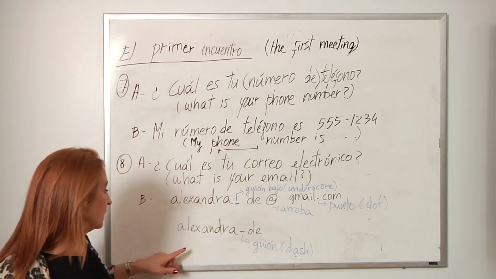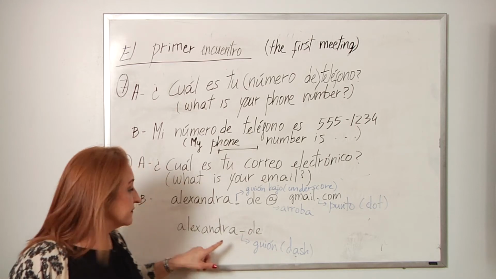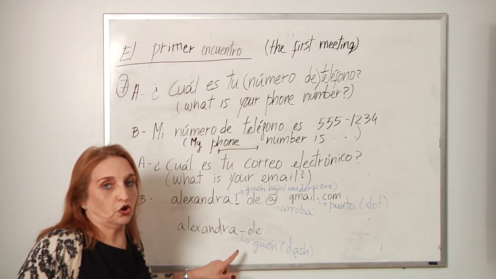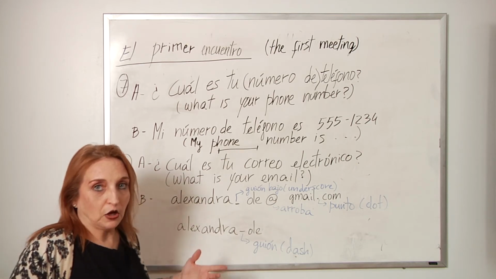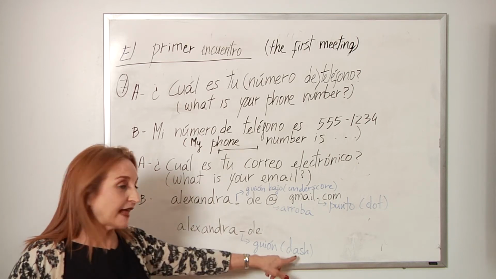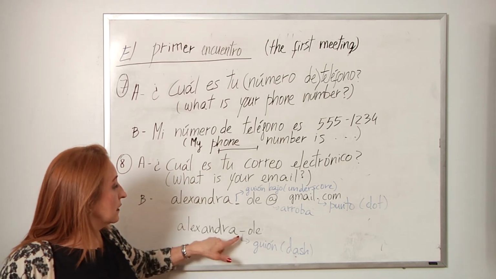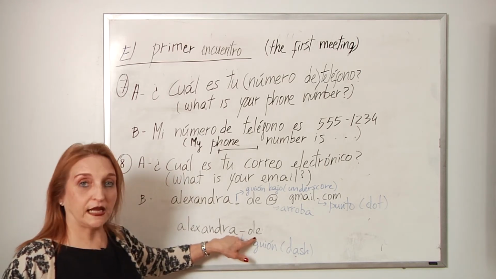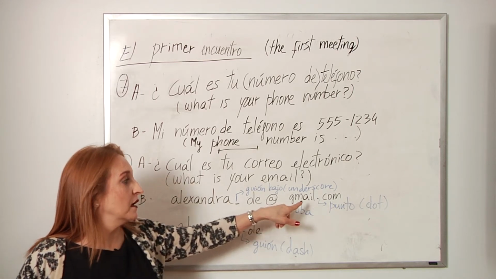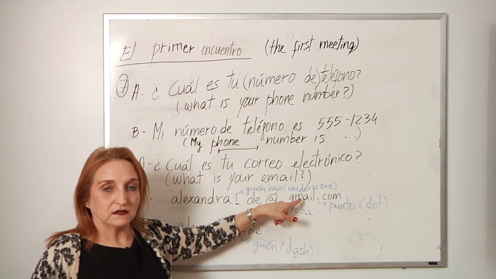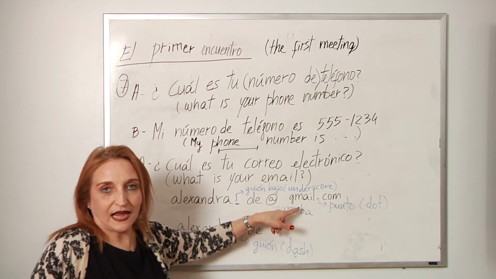What happens if it's Alexandra and there is a dash? Dash is only guión. Okay, if your email or the email of the other person has a dash, you say guión. Alexandra guión ole. And after, of course, you say arroba Gmail. In Spanish it would be Gmail, but well, people understand perfectly.